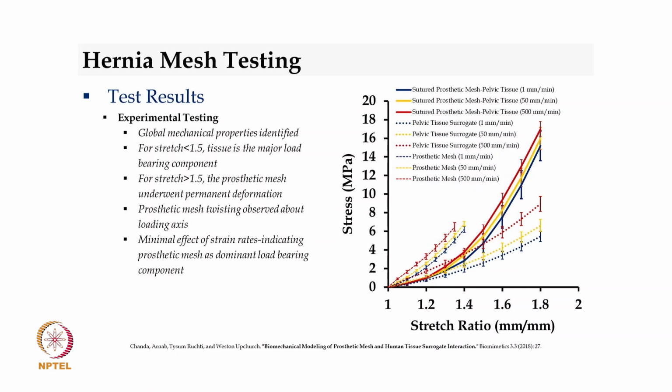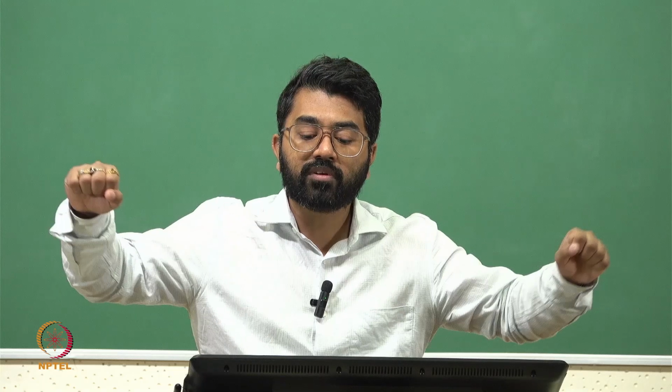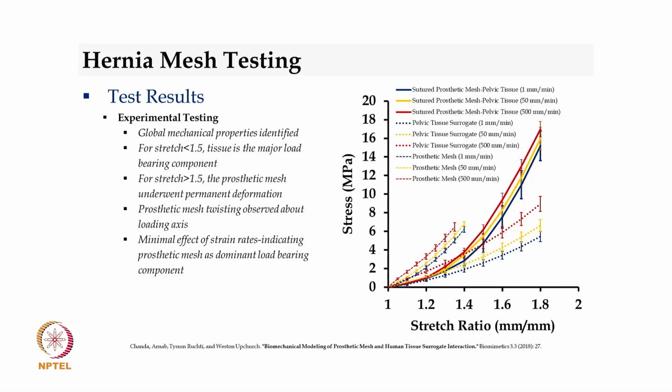So the figure on the right is just showing some of the results where we are looking at just the prosthetic mesh stress strain profile, just the pelvic tissue surrogate or the simulant test stress strain profile, and the overall sutured composite model stress strain profile. So the sutured model is lying in between the prosthetic mesh and the tissue surrogate. Tissue is softer, mesh is stiffer, and the overall property is between that.